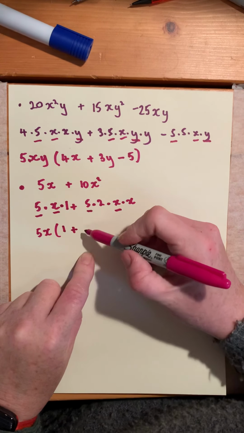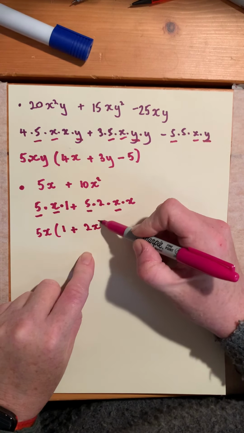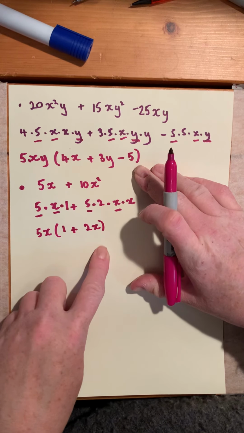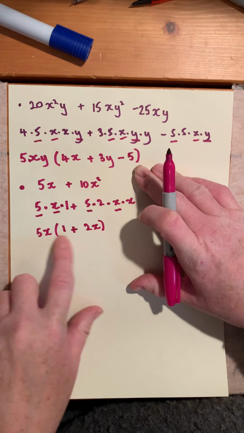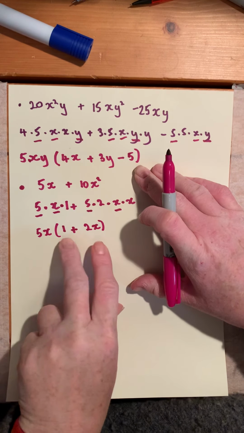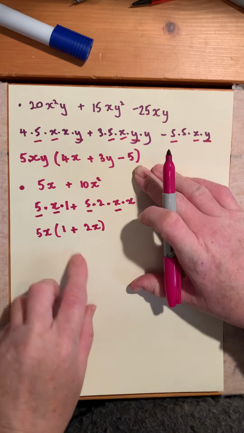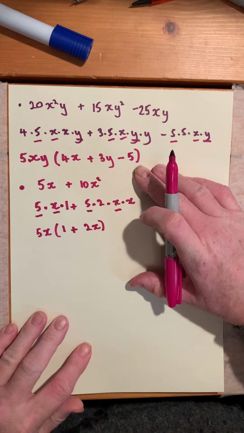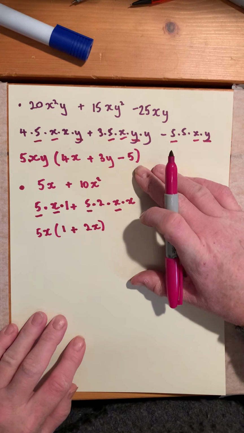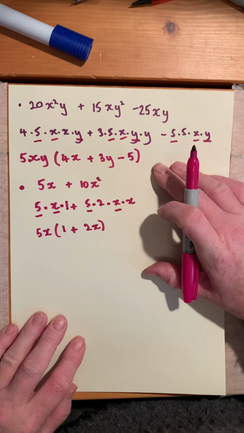Plus, and here we've got 2x. And think about what would happen if you removed the brackets. 5x times 1 is 5x. 5x times 2x, 10x squared. So that, again, is quite a common mistake and something you need to be aware of. So again, now you're ready to try the questions attached to the task descriptor.